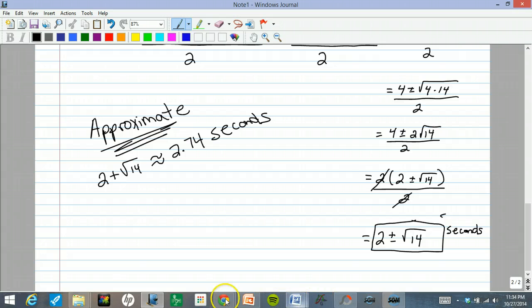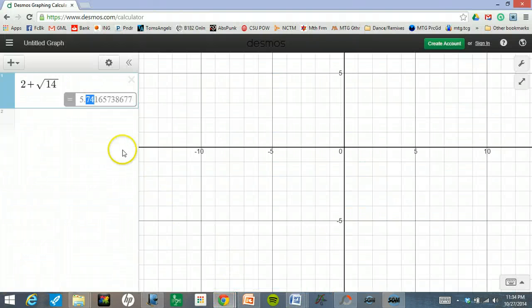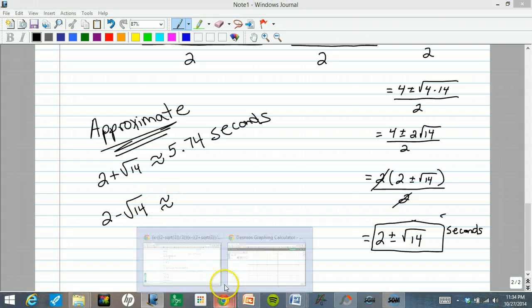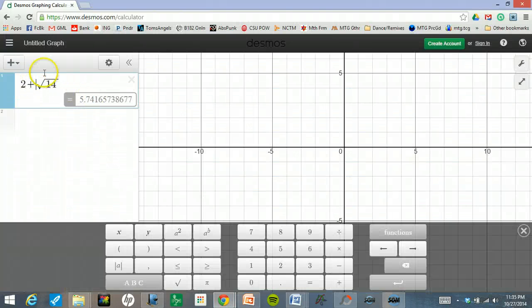And let's grab our other 0. I'm completely wrong, wasn't I? 5.74 seconds. My bad. So we're now at 5.74 seconds. And now 2 minus the square root of 14 is approximately negative 1.74. Oh, wouldn't that be nice? Negative time, back in time. Wouldn't it, even for 1 second? Sometimes I say, man, I wish I just didn't say that.